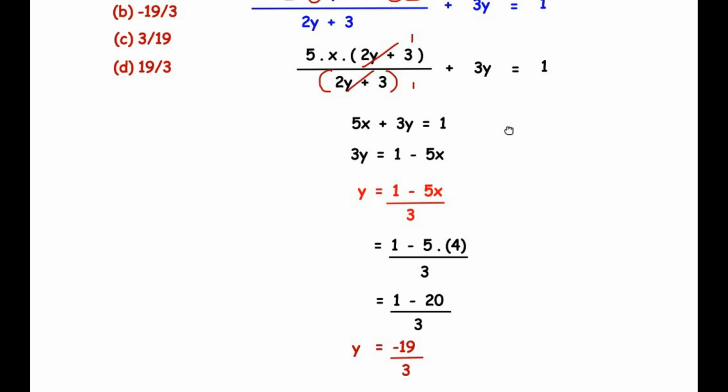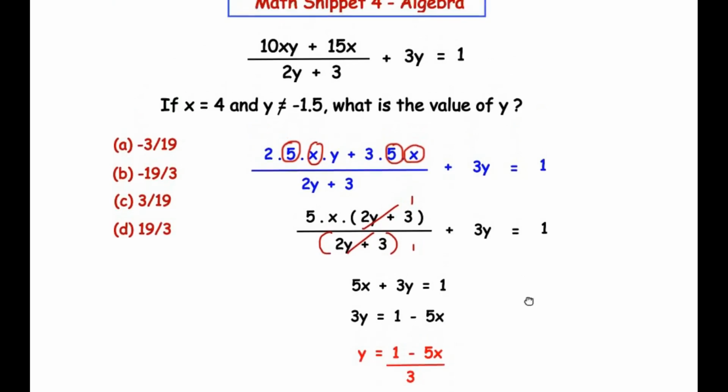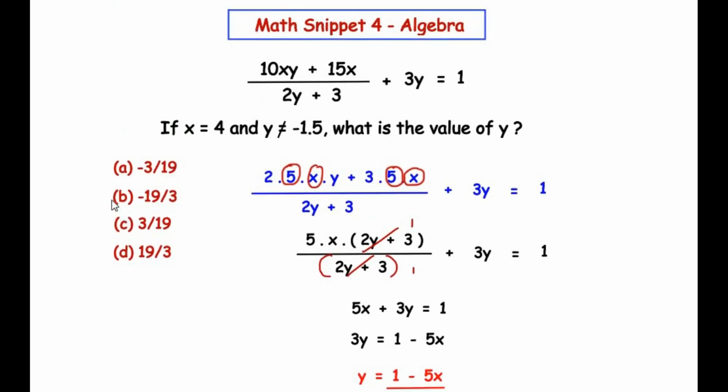So let us see if this is in the options above. So here we have option B as our answer.